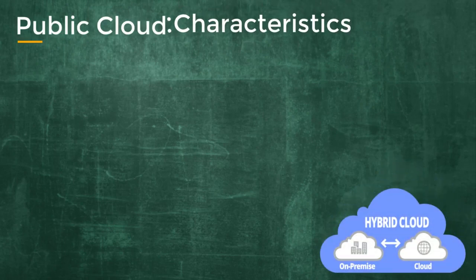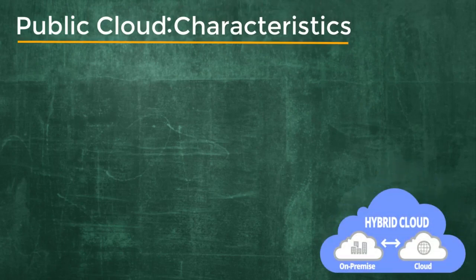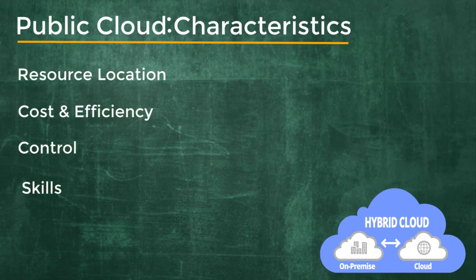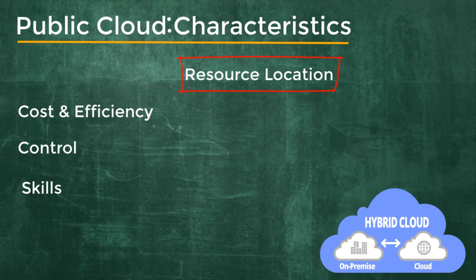When you combine the power of public cloud and the advantages you have in the private cloud, what you get is a hybrid cloud. In this video, let's learn about the advantages or characteristics of hybrid cloud environment. Resource location. It clearly means that there are certain specific resources that will run in public cloud and other dependent resources that will run in your private cloud infrastructure.